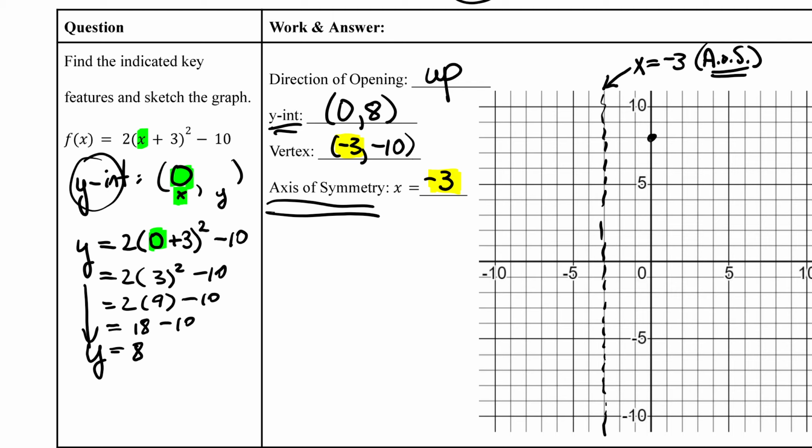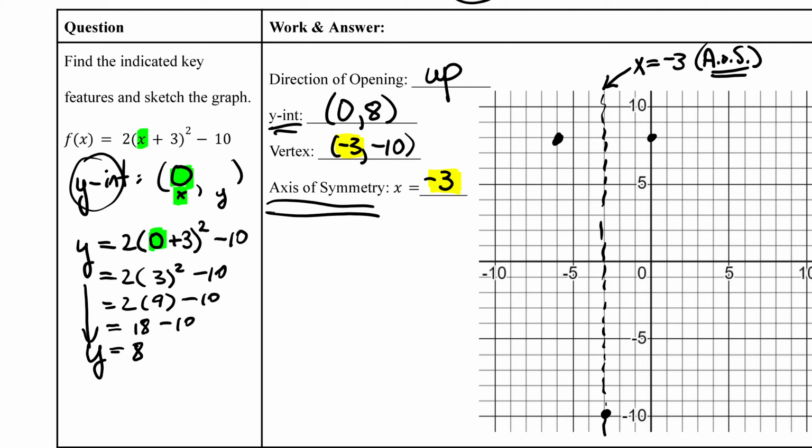Because I've got 1, 2, 3 units to the axis of symmetry, I can go 1, 2, 3 units on the other side, and I have another point. That's that buy one, get one free deal. We bought this one, and we got this one for free. So let's see, our vertex is negative 3, negative 10. So negative 3, negative 10 is down here.